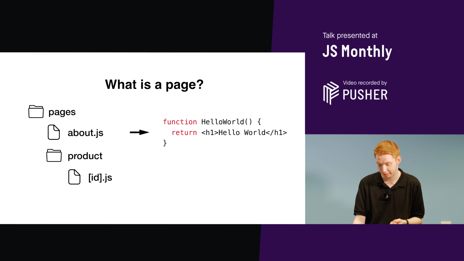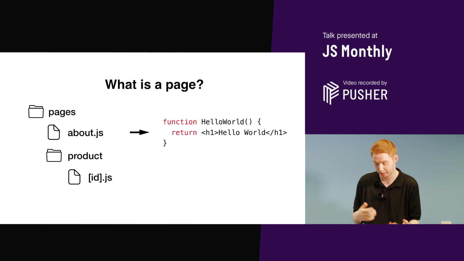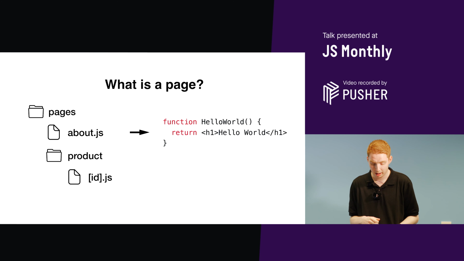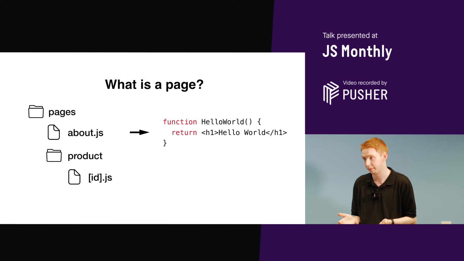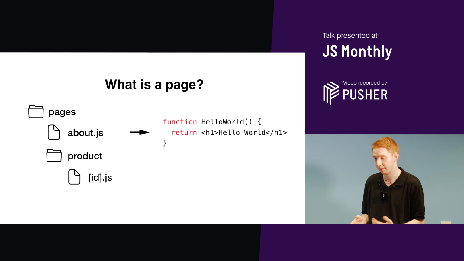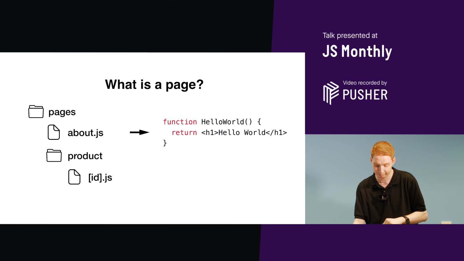But let's back up a bit. What is a page? Because I haven't showed you a page. And it's actually just a React component. Like I was showing earlier, you have React components in React, and that returns some HTML. And a page in Next is just a React component. So if you create the about.js file, you go to /about and you return this React component, it will just show hello world in H1.